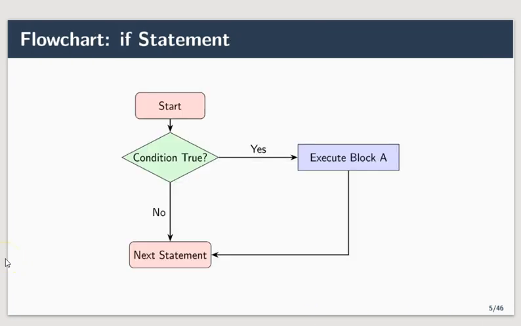Let's understand the flow of a simple if statement. We start our program, then we hit our condition. This is the diamond shape. If the condition is true, we execute block A, that is our rectangle on the right. If it is false, we skip the block entirely and go straight to the next statement. Notice how the program continues regardless; the if statement just decides whether to execute that specific block or not.